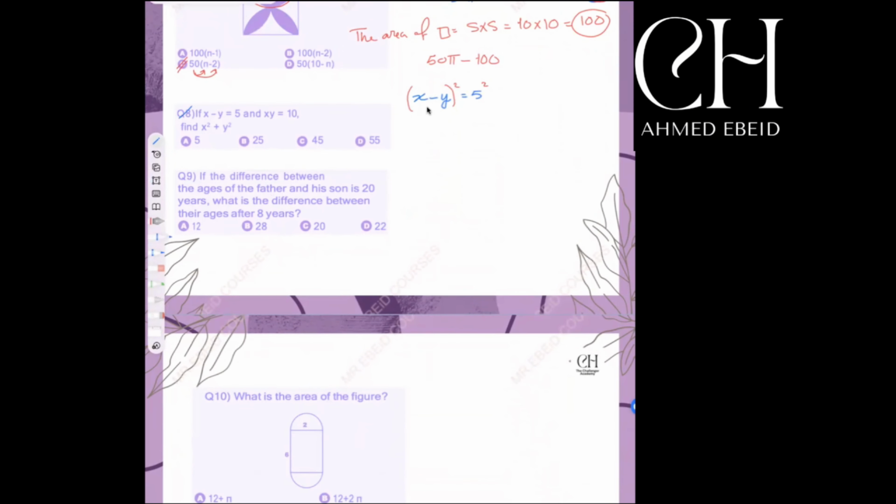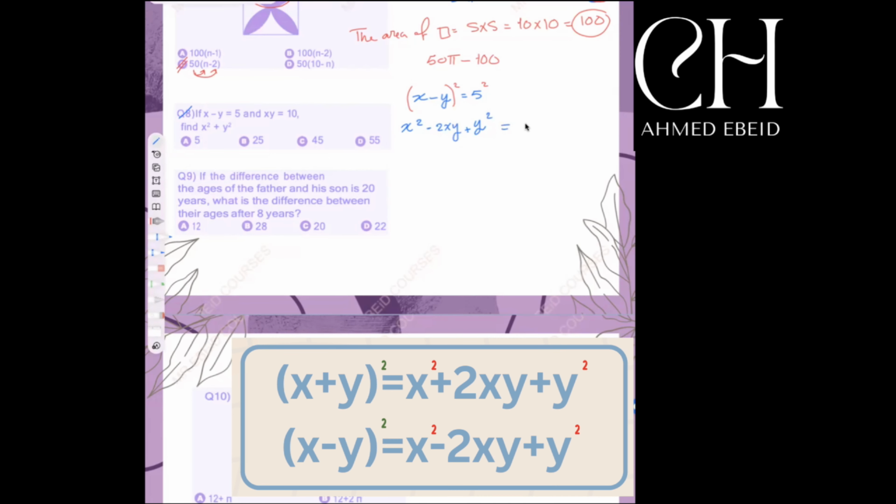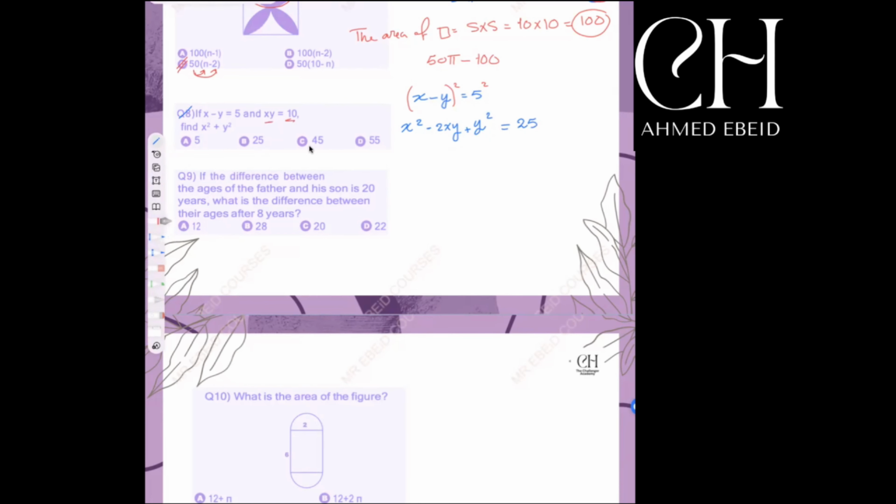In the perfect square, we have the first squared, the second squared, and in the middle 2 times first times second, and don't forget the negative sign, so it will be negative 2xy. On the right hand side, it will be 5 squared, which equals 25. Then we have xy equals 10, so replace xy with 10.